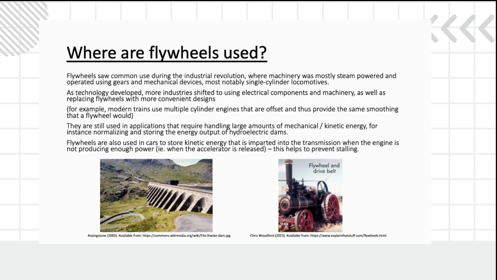However, they are still vital in industries that deal with a large amount of mechanical energy. One example is a hydroelectric dam, which has to process a large amount of kinetic energy. Flywheels ensure that the power output of the dam remains constant and does not overload any mechanical or electrical systems it is transferred to. They also store excess kinetic energy and put it back into the system when the power from the turbines lowers. They are also used in cars, where they store kinetic energy from the engine and transfer it into the drivetrain when the accelerator is not in use, which prevents stalling.